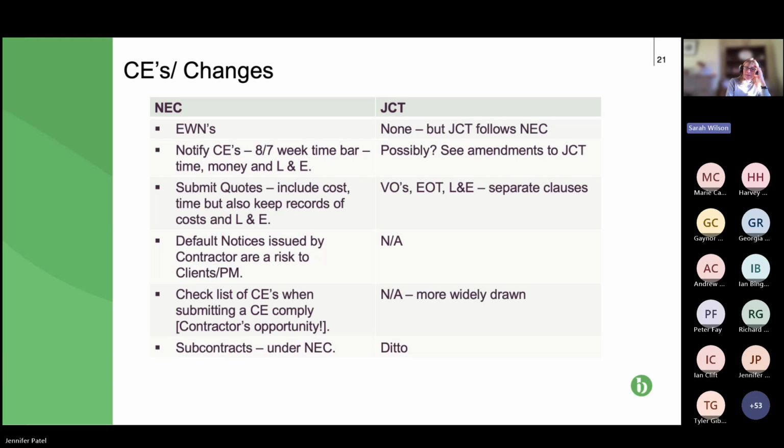So for NEC, if you're providing a quote for a compensation event, you must remember to include all 3, because what you don't want to do is miss a couple of elements and then find that the project manager accepts the quote and it's been implemented.